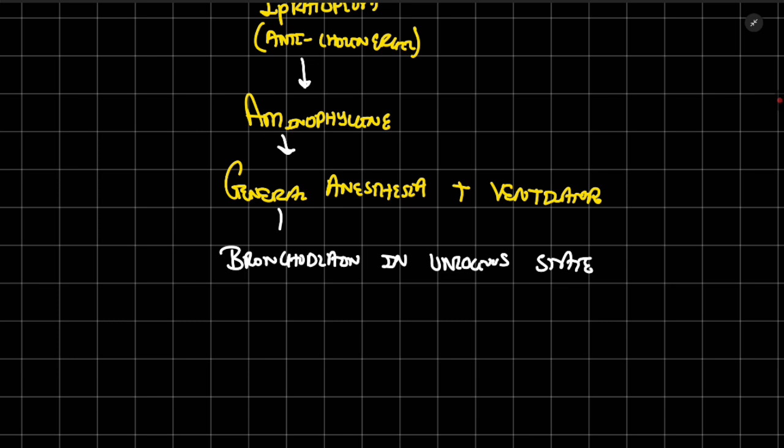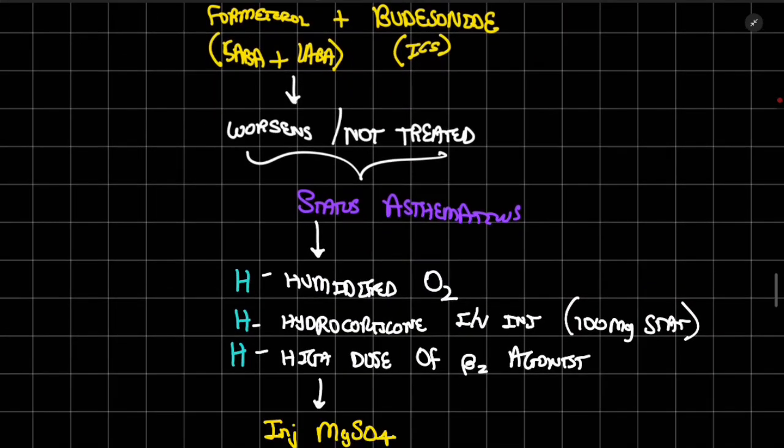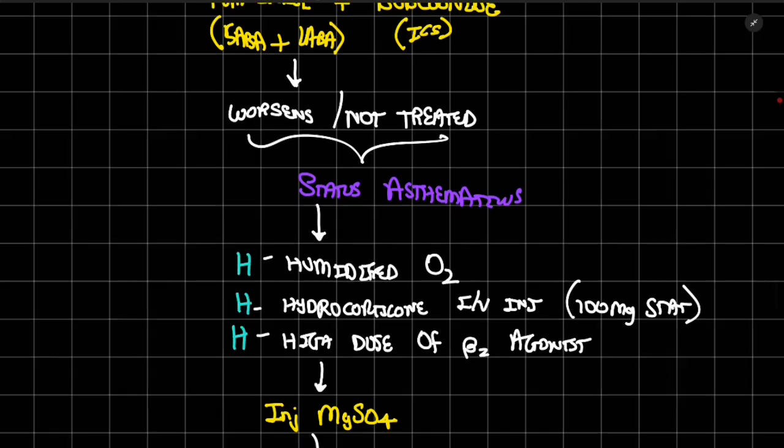Now tell me one thing. We have seen that the patient came first time to your clinic. He was given formoterol and budesonide. Then if it worsens, it is known as status asthmaticus. We give HHS therapy, humidified O2, then high doses of a beta 2 agonist, and we also give hydrocortisone, which is a systemic corticosteroid. If it still worsens, we give MgSO4 injection.